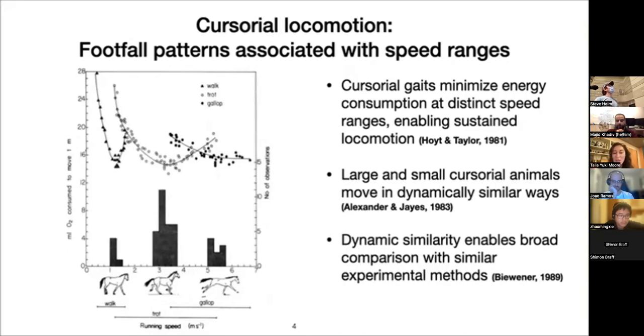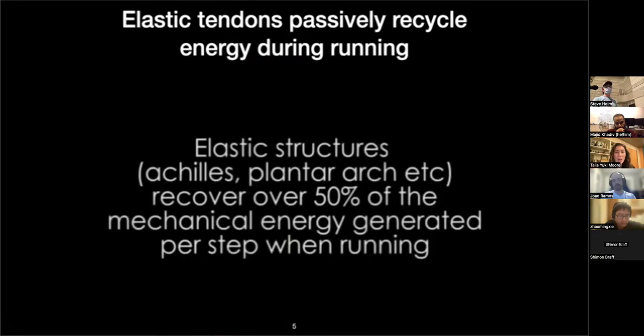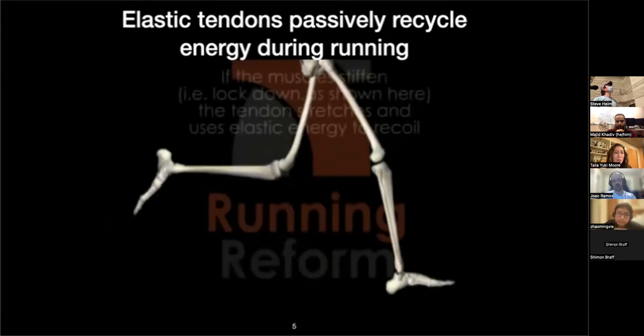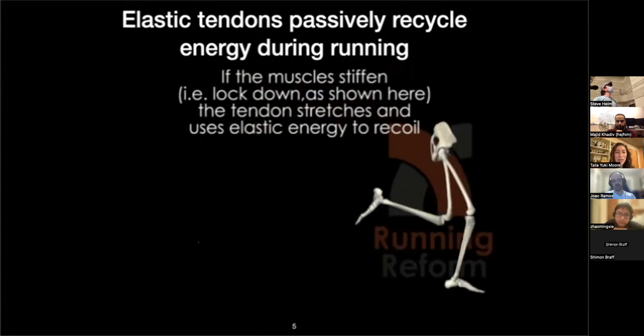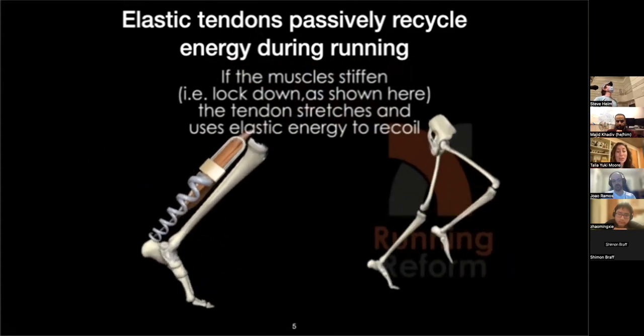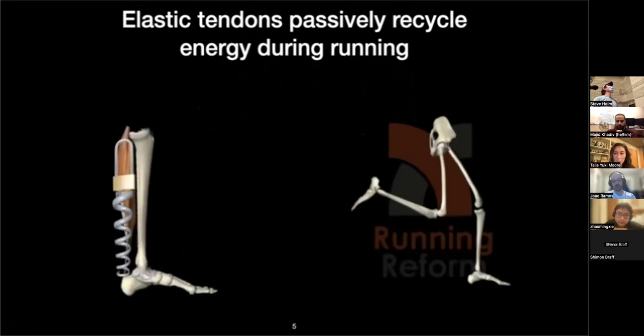But how does this energy consumption decrease? Why does that even happen? This is because there are elastic elements, the tendons, that are passively recycling energy during running. It acts as a spring and stores and returns energy with each step, which is what you'll see in this video here. So the tendon is acting as a spring, it's storing and returning that energy. And this is really important for cursorial animals, including humans.